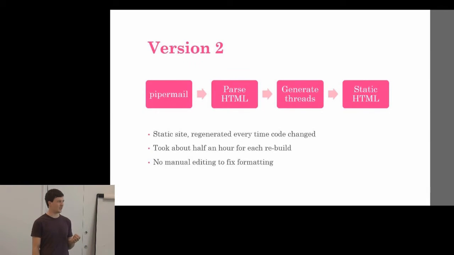But initially I was doing this as a static HTML site. So this took of the order of about half an hour to rebuild the entire site by drawing everything down off of the Pipermail archive and rendering it to real HTML. And doing that every time I wanted to test out a new style and change something and see if it worked better or worse wasn't really an option. And it also meant that we couldn't fix people's formatting. There wasn't any store of the messages in which we could fix the formatting of messages.